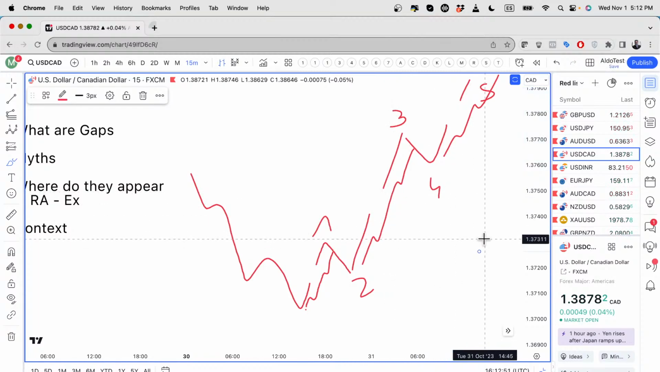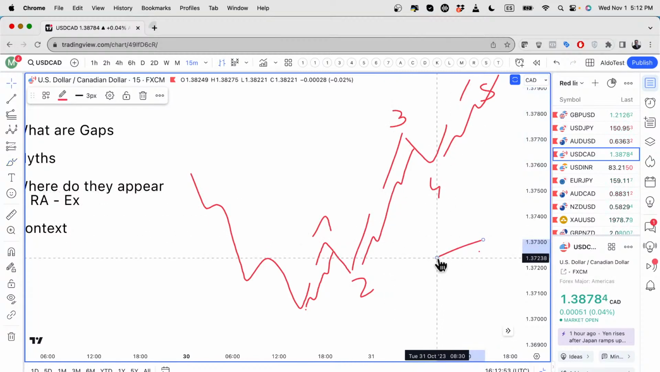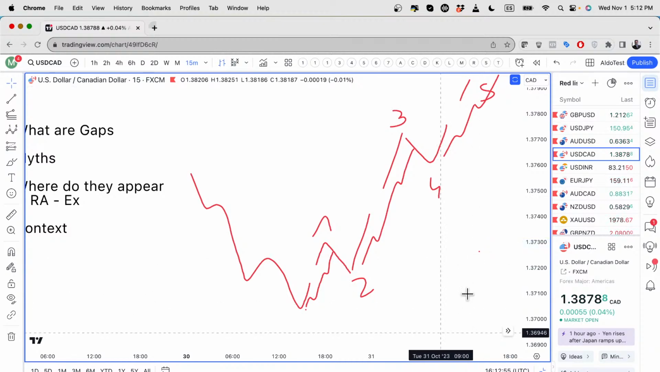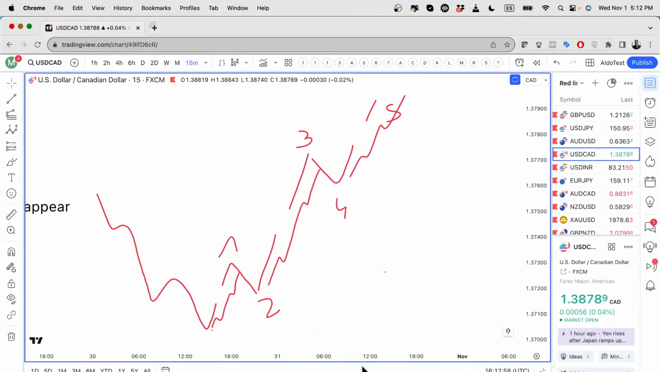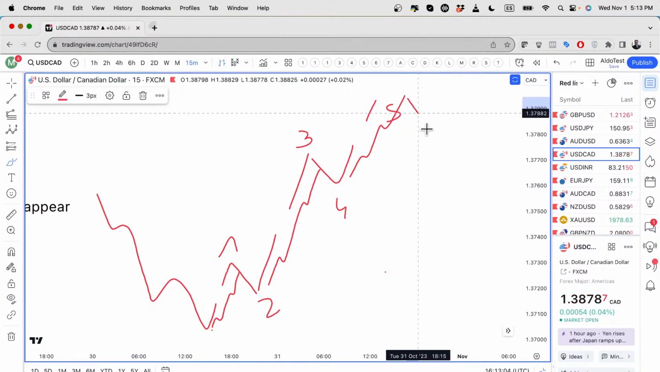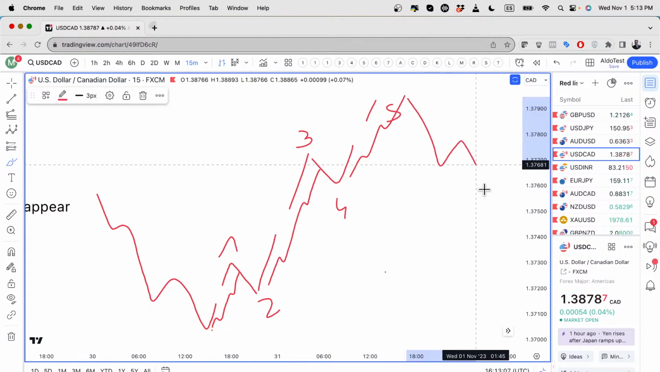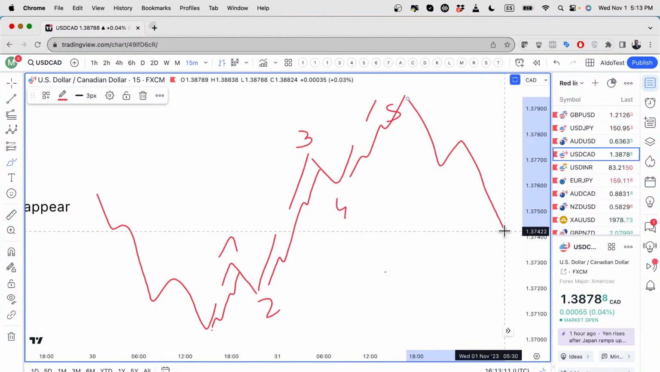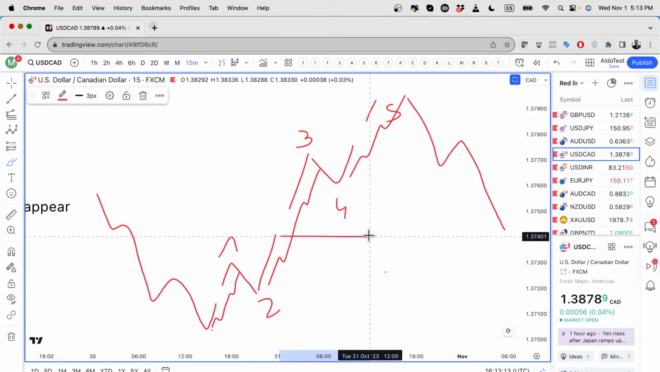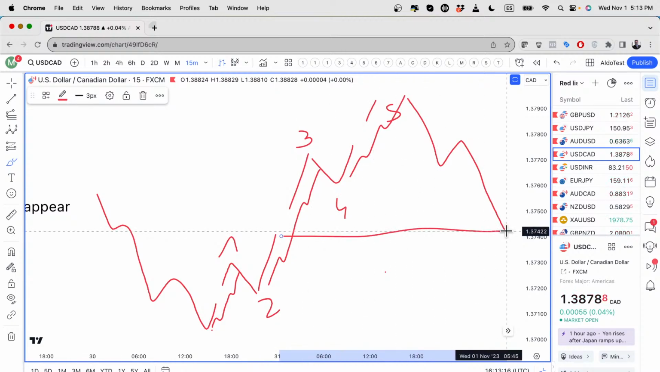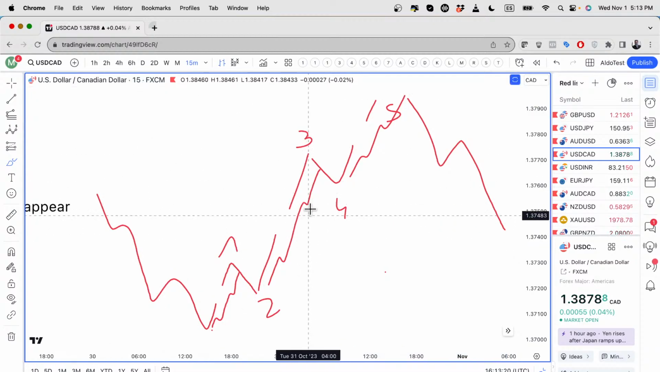Now, it is possible that later on, let me move the chart, it is possible that later on, when the whole structure is complete, and now we have the correction to the downside that, again, would retrace between 50 to 62%, by that time the gap is finally filled. But it won't be filled immediately, as people typically expect, right?